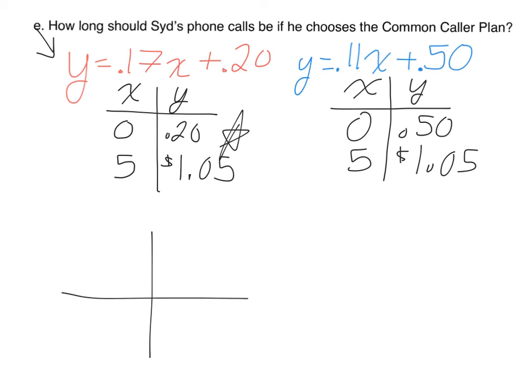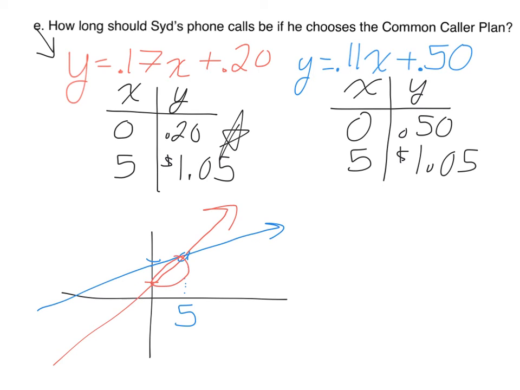So what's happening graphically here is we've got this 20-cent mark, and we're going up 17 cents every time, right? And then we've got this 50-cent mark, and we're going up, but at a little bit of a slower rate because we're only going up 11 cents every time. And right here at 5 minutes, they meet each other. So common caller is going to be the cheaper choice for the first 5 minutes. But if you're talking longer than 5 minutes, that long talker, hence the name I'm assuming, makes a lot more sense.